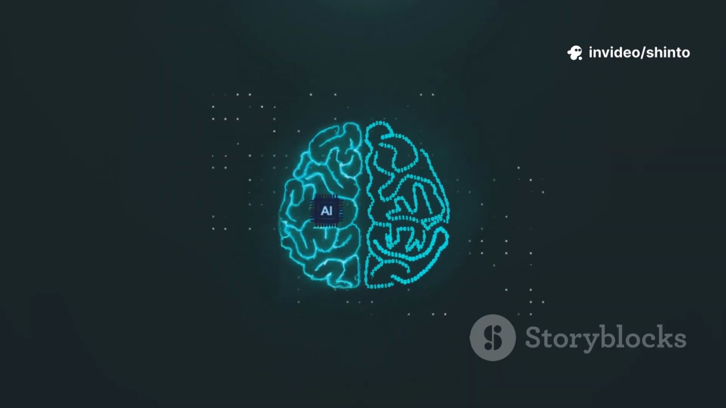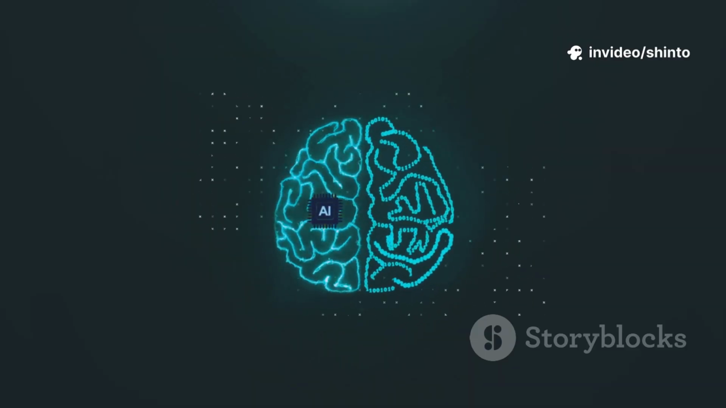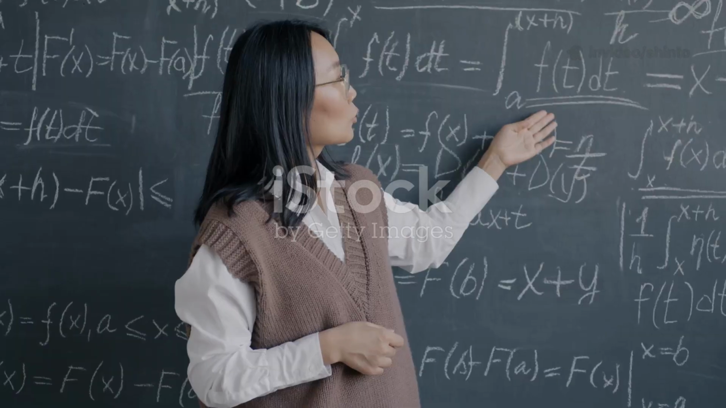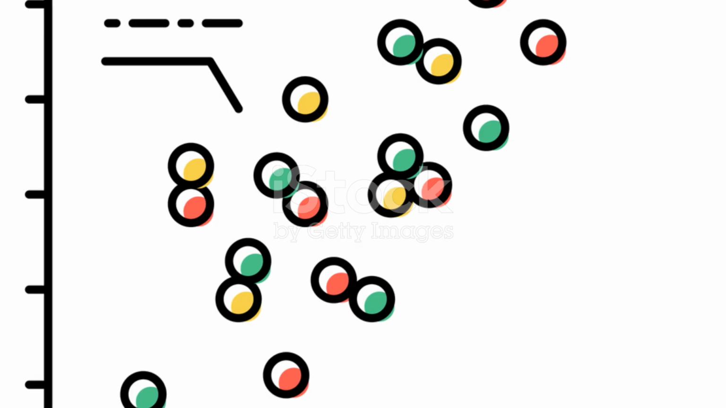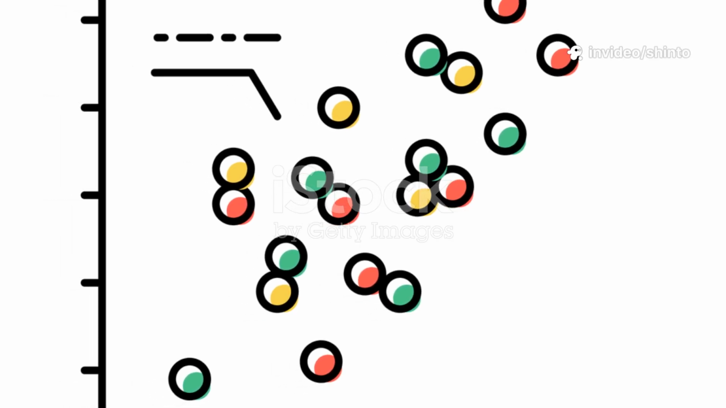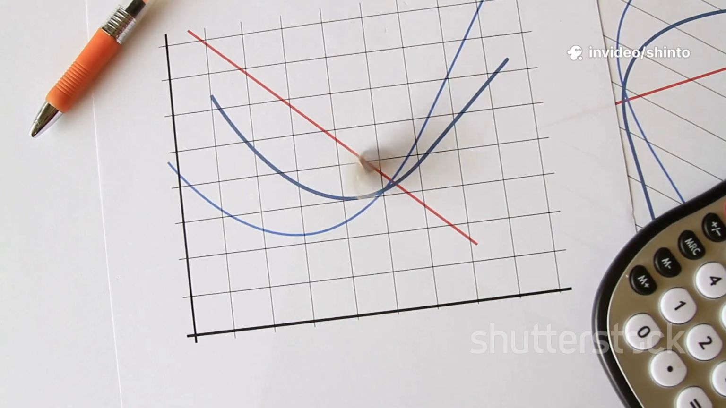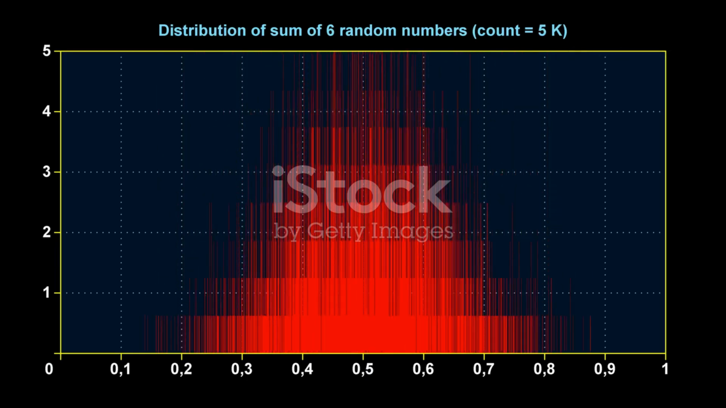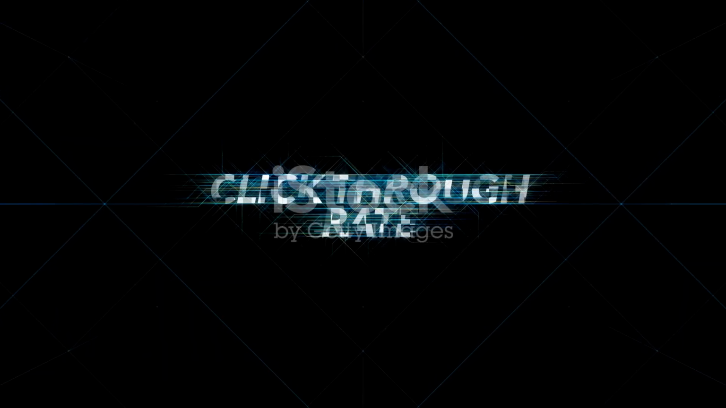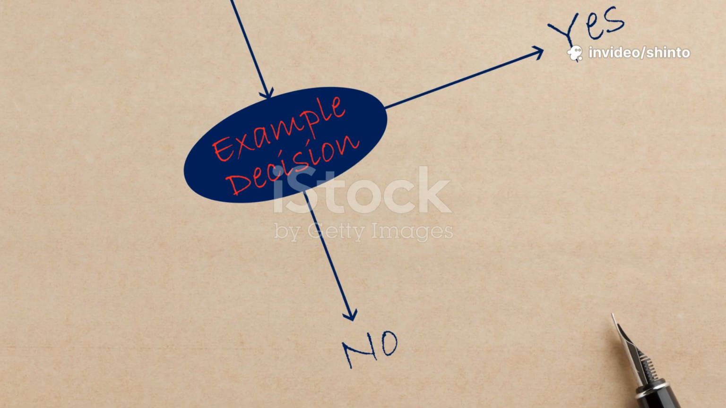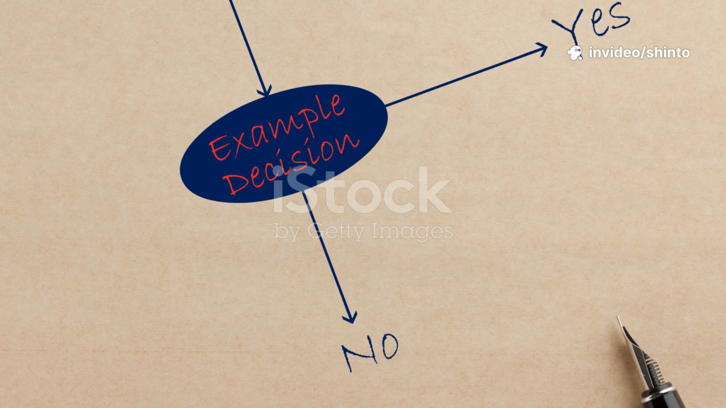Now, how does the computer actually make these predictions? There are a bunch of algorithms, each with its own style. First up is linear regression. It's like drawing the best possible straight line through a cloud of data points to predict a number. Then there's logistic regression, which, despite the name, is great for classification, not just numbers. It figures out the odds of something happening, like whether you'll click on an ad. Decision trees are pretty cool too. They're like a flowchart, asking yes or no questions to lead you down the right path.